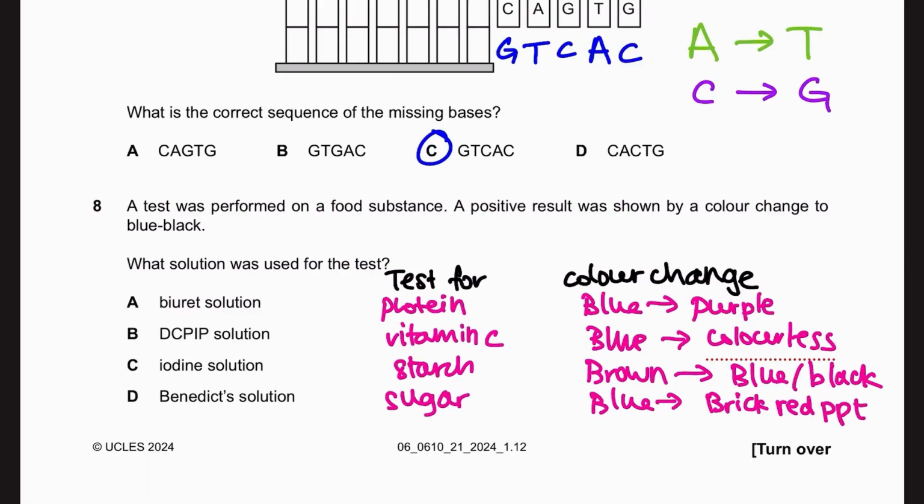And therefore, which one is turning blue-black for us today? It would be this one, and therefore I'm testing for starch, and that is definitely going to be iodine solution. So the answer is C.